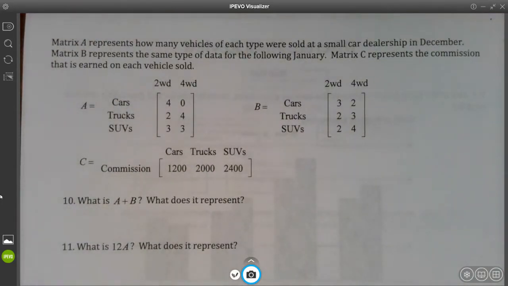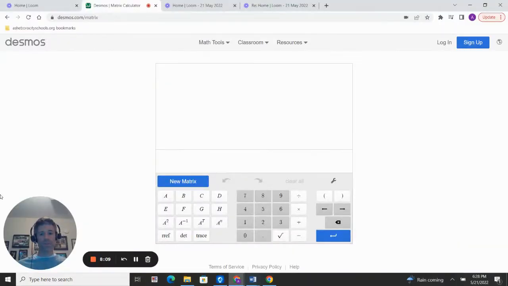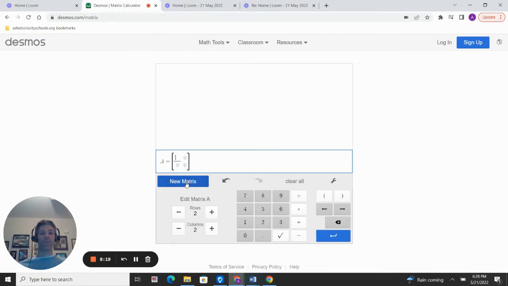All right, there's a whole lot of stuff going on here. Let's actually take a moment and type this into desmos.com/matrix. Desmos.com/matrix is your friend. Matrix A is, and I'm looking at it on my paper while I'm typing it here. Let's clear that. I need a new matrix, and my new matrix is matrix A, and it has 3 rows, 2 columns. You've been through this before. So 4, 0, 2, 4, 3, 3.